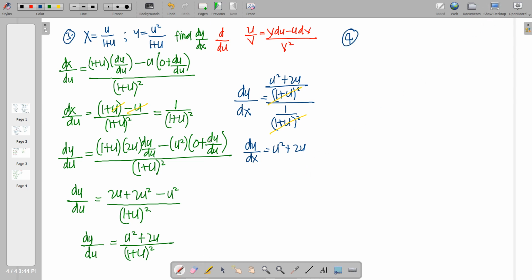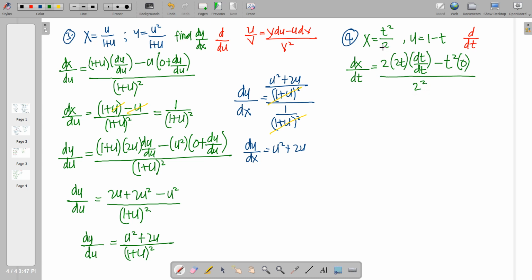Say for the fourth problem, we have x is equal to t squared all over 2, and y is equal to y minus t. So obviously, x and y are parametric functions of t, and thus we apply or execute d over dt. So for the function of x with respect to t, we have v du minus u dv all over the square of the denominator. So we have dx over dt, considering that this is equal to 0. And the 4 here will just be cancelled. Therefore, dx over dt will just be equal to t.